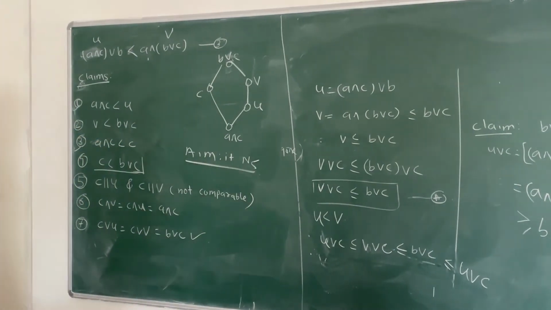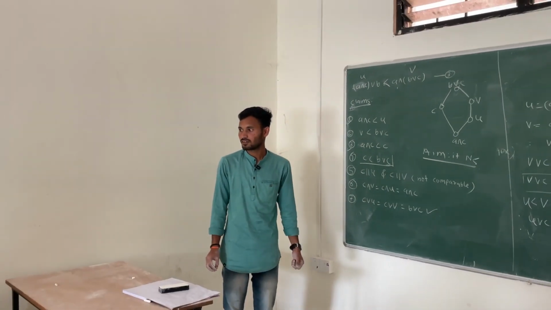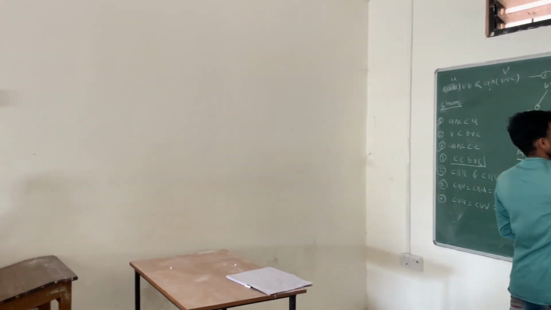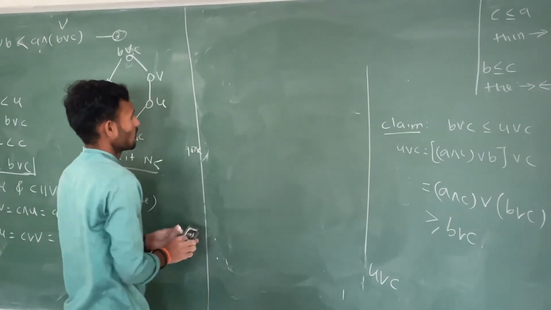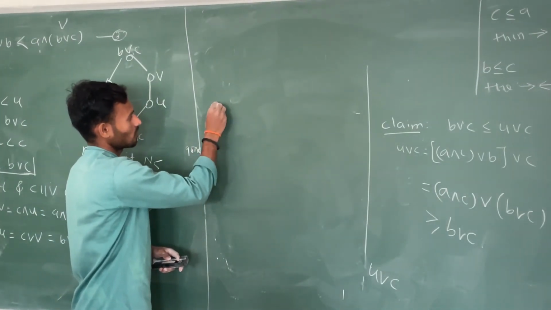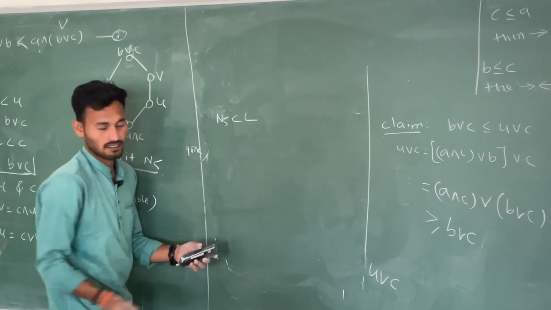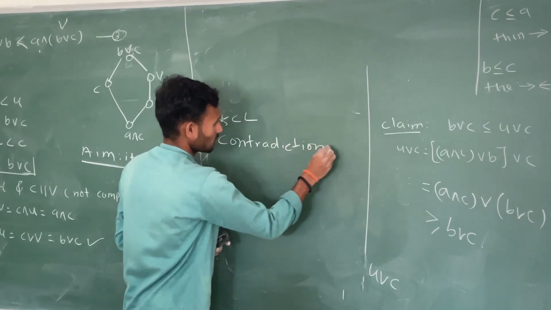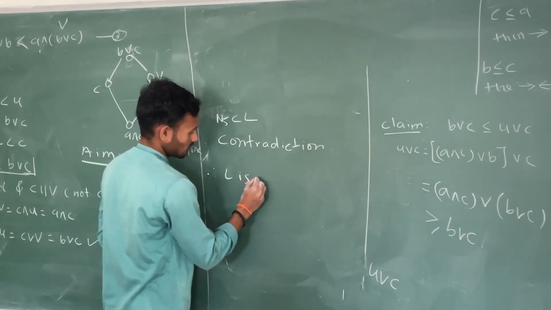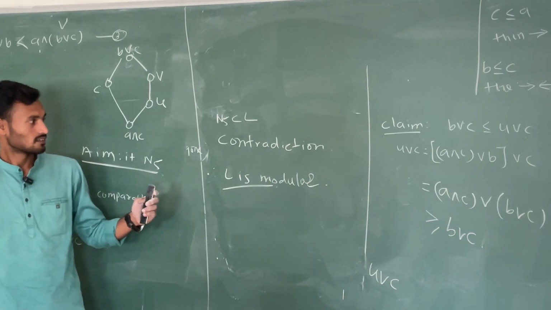So that concludes that whatever diagram we have constructed, it is N5, and it is contained in L. That is a contradiction. Yes or no? So that contradicts. From this, our N5, what can we say? N5 is contained in L. Just now we have proved that, right? That is a contradiction. And all this contradiction arises because we have assumed that our L is not modular. So L has to be modular. Okay, good. Yes.